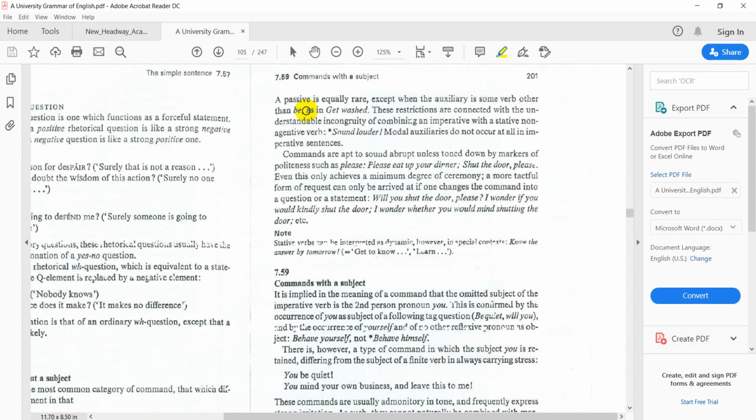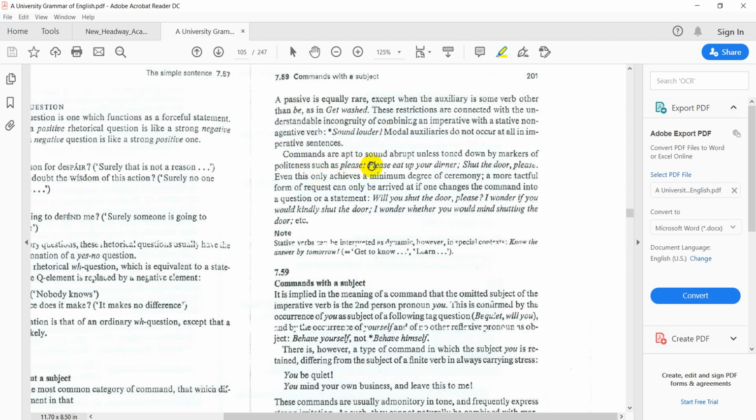Also, a passive is equally rare, except when the auxiliary is some verb other than be, like get washed. Get washed. This is also rare, except with this. Okay.